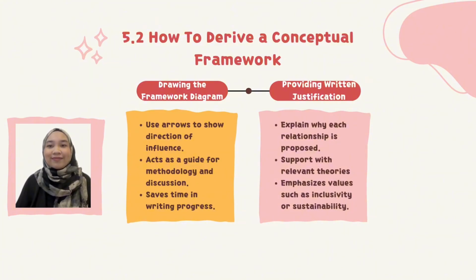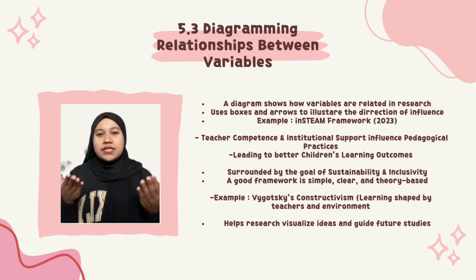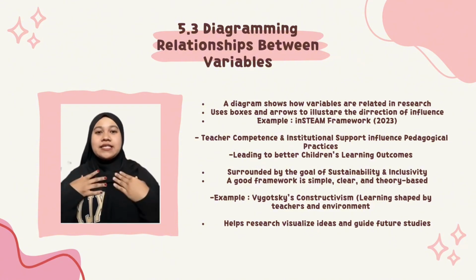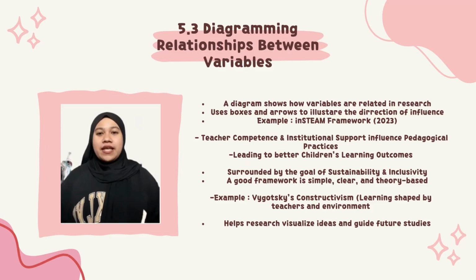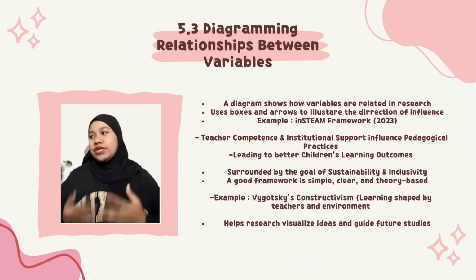Thank you. Today, I will be talking about diagram relationships between variables. A diagram is a visual tool that shows how different variables or concepts are related in a study. It helps us understand clearly how one factor can influence another. Usually, diagrams use boxes and arrows to show the variables and the direction of influence.